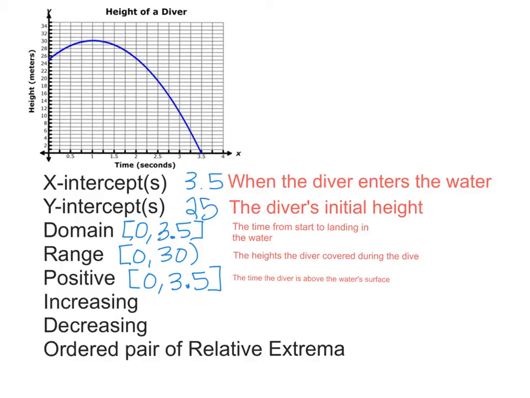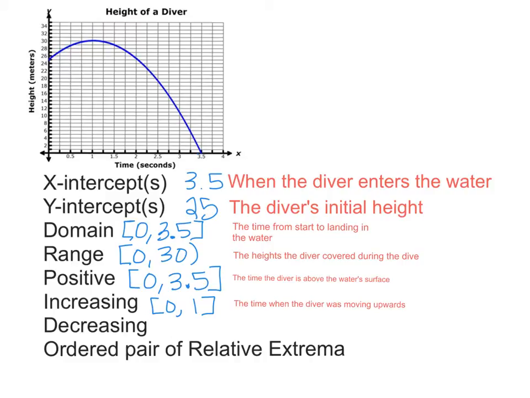Increasing comes next. So we're going to look at it is increasing up here until we get to that point. So it looks like, reading it from the x, it's increasing from 0 to 1, and then that's when her dive starts to go down. Contextually, this is the time in which she was moving upwards. So the part of her dive where she jumps up before she decreases and goes down.